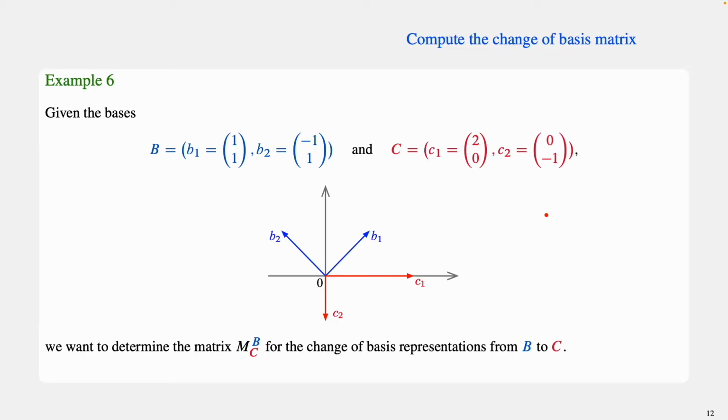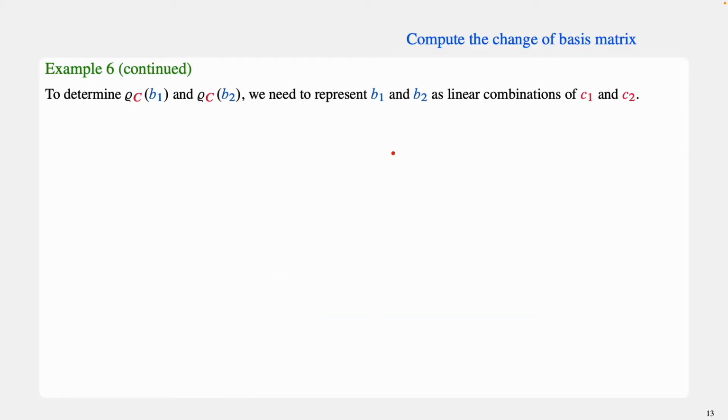And we want to determine the matrix M_BC for the change of basis representation from B to C. Now, from theorem 4, we know that this matrix is given by the two columns, which are the representation of B1 in the basis C, and the second column being the representation of B2 in the basis C. So what we need are these two representations, these two vectors.